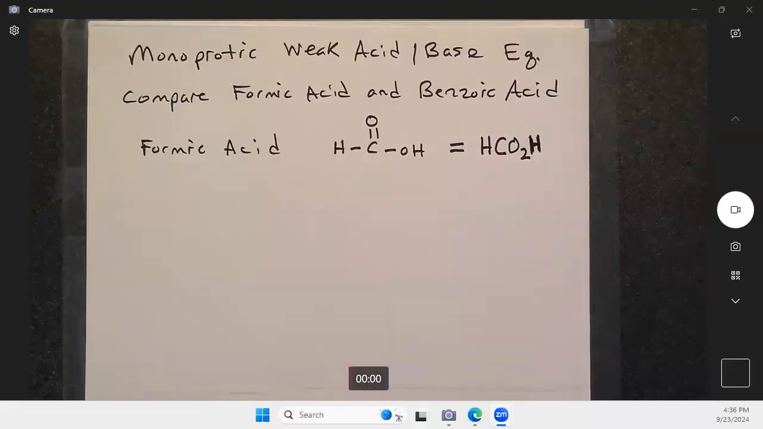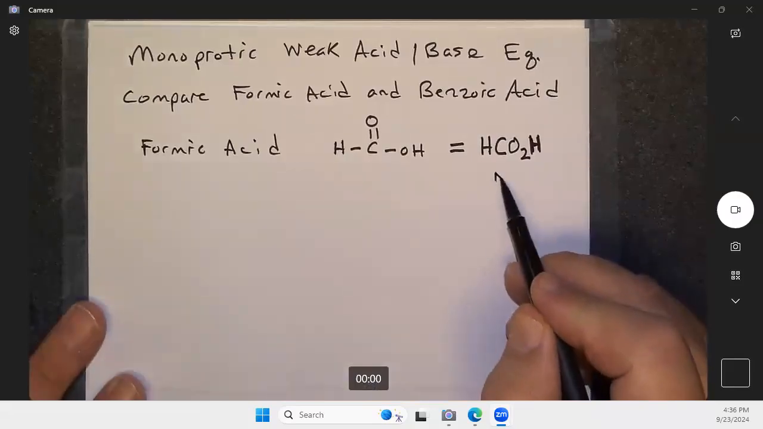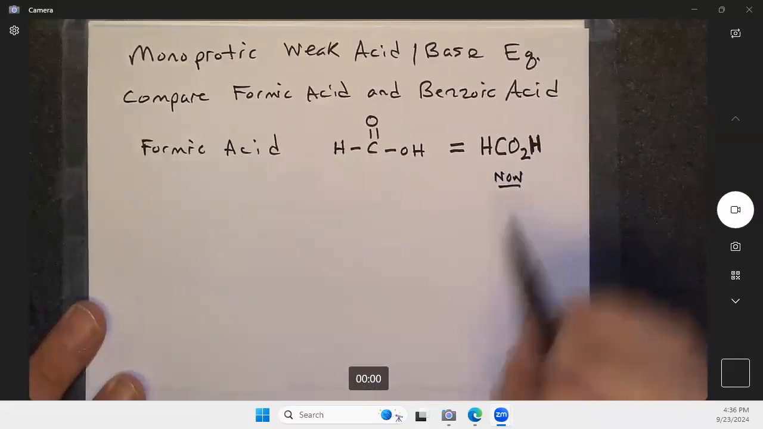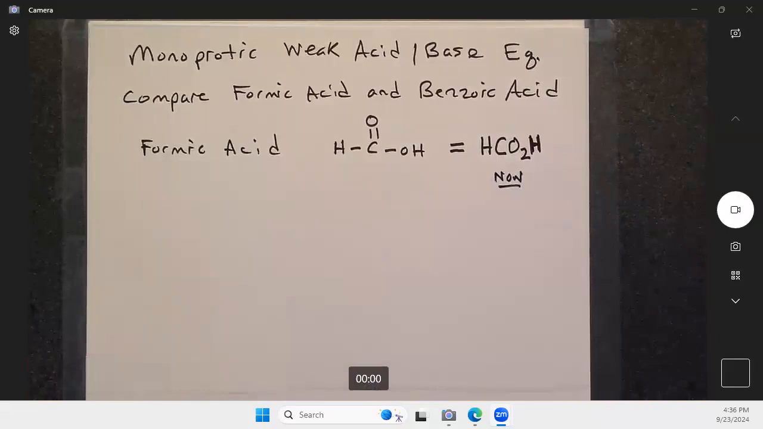So from now on, we'll start to write these things more like this. Every now and then, occasionally we'll come upon an example, and I may at first draw it out structurally so you can understand where the acidic protons are if it's confusing. But for the most part, we're just going to start using this condensed nomenclature.